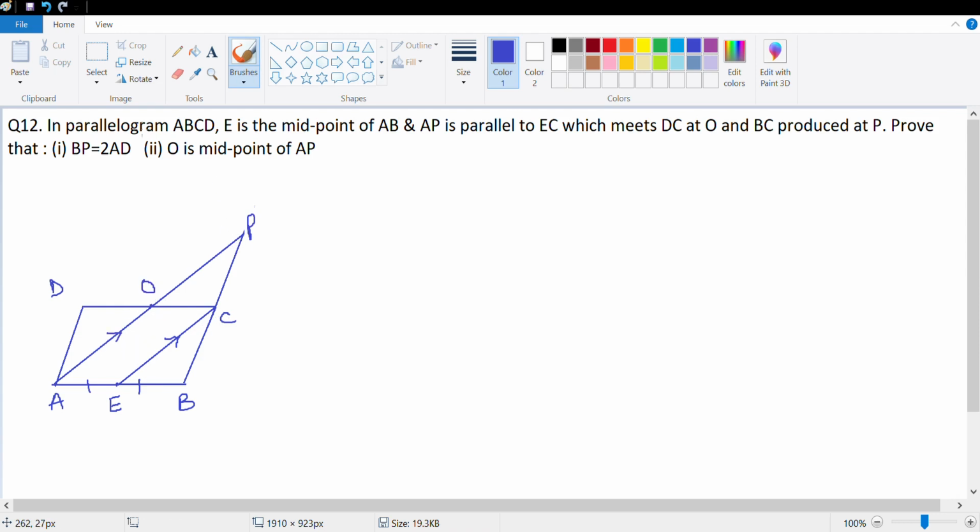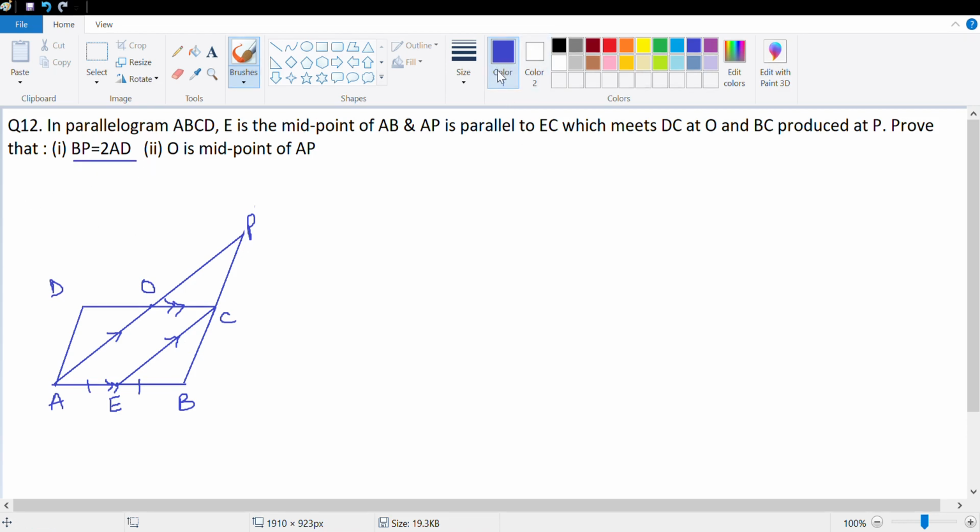Perfect. Let's read the question again. In parallelogram ABCD, I made this a parallelogram, which means this side and this side are equal and parallel. E is the midpoint of AB, marked. AP is parallel to EC, marked, which means DC at O, marked, and BC produced at P. Perfect. Prove that BP is equal to 2AD.